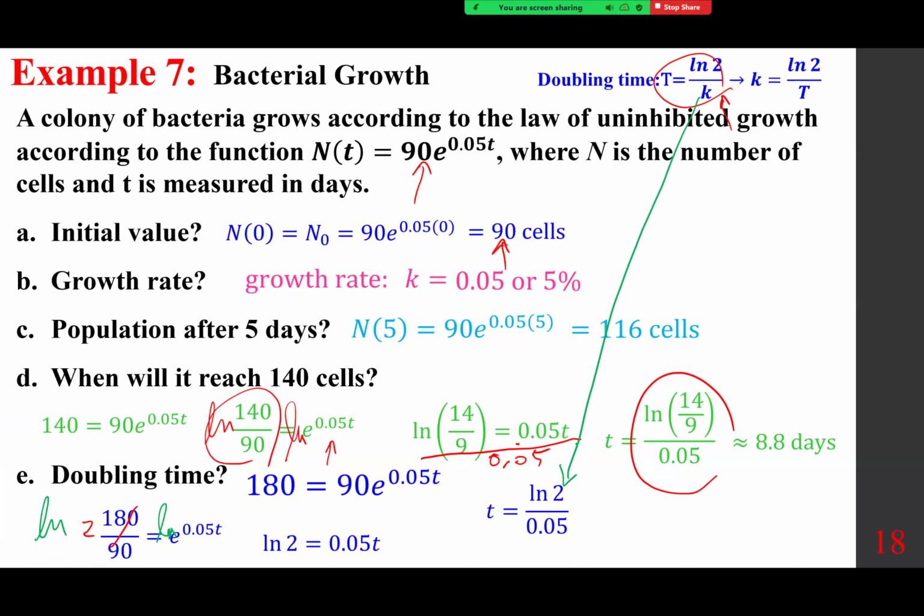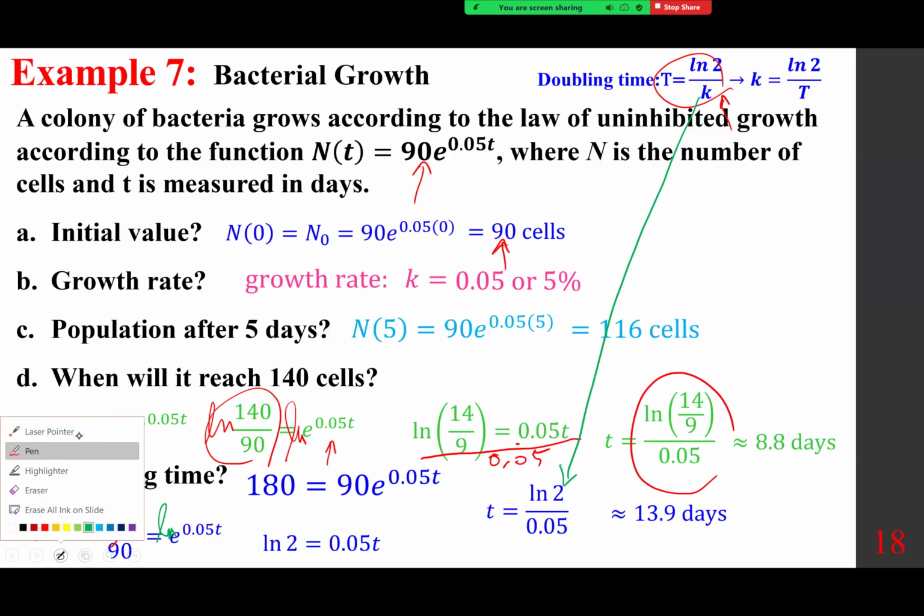So my point is, again, you'll be exposed to that, but it is up to you whether you want to use the formula that we established, or you establish it from the get-go. It's your choice. It's up to you. I have no problem with that. Either way is fine with me. And so, of course, using a calculator and some decimals, 13.9, almost 14 days.